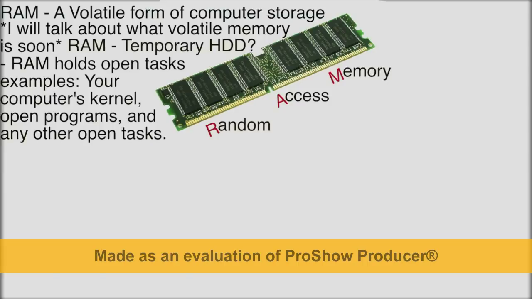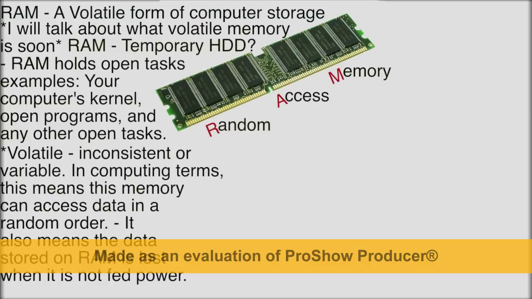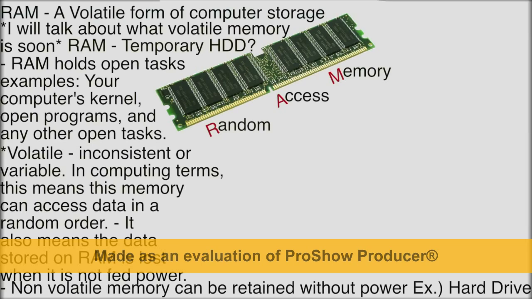It's volatile memory, which means that if you turn your computer off, you're going to lose it. So if you have a program open, when you turn your computer off, it's going to close out. Non-volatile memory is like your hard drive, which means it will retain the information even when your computer's off. So that's kind of how I could explain it.